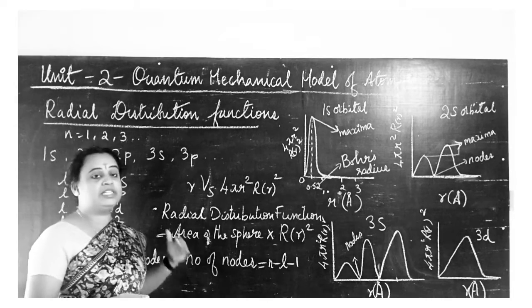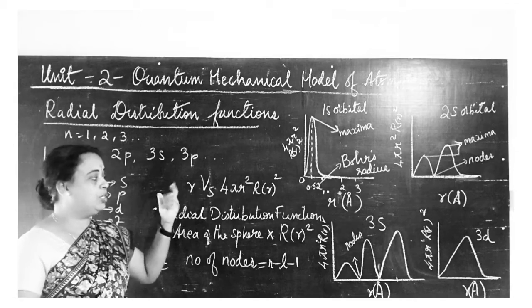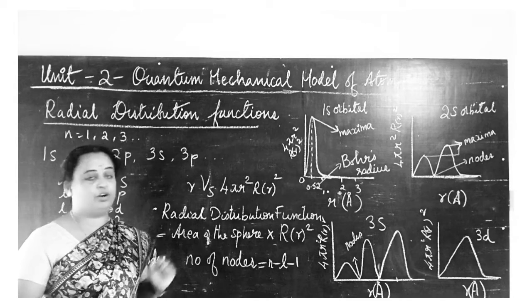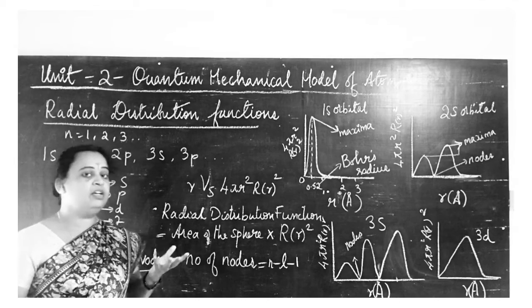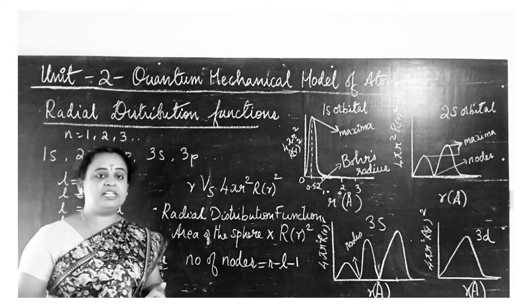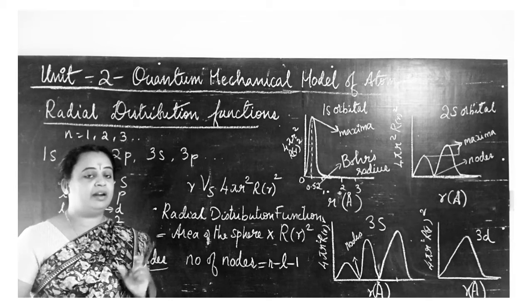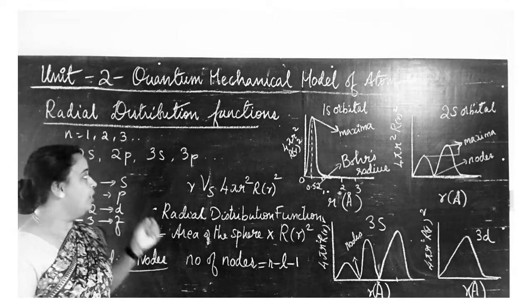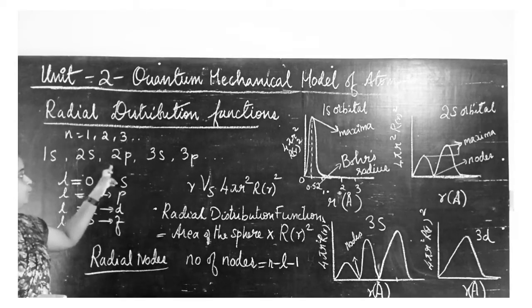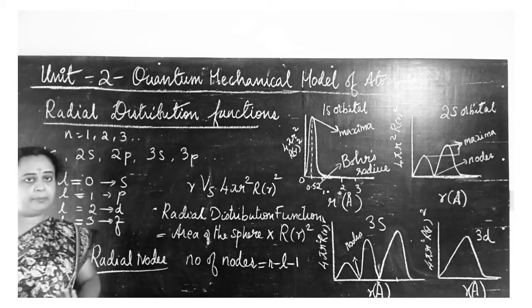Now in this video we will see how the graph is plotted for 2s orbital, 3s orbital and 3d orbital. Fine. So first we should know what an orbital is. An orbital is the three-dimensional space where there is maximum probability of finding the electron around the nucleus. Right? This we have already seen before. So 1s, 2s, 2p, 3s, 3p, these are all different orbitals.